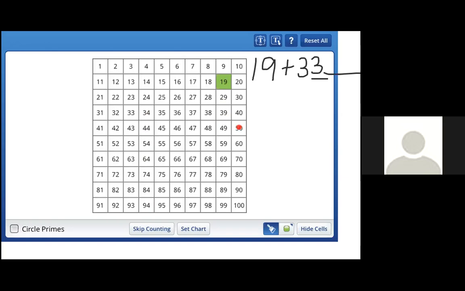1. Uh-oh. I need to make that return sweep to the next column. After 50 comes, that's right, 51. So I was at 49. I counted 1, 2, 3. 19 plus 33 is 52. Oops, I forgot my equal sign.